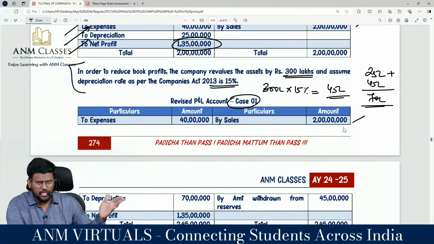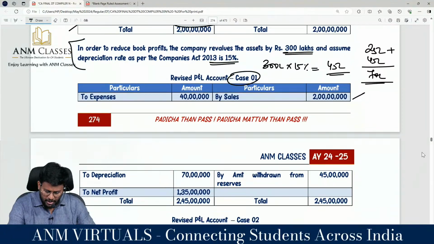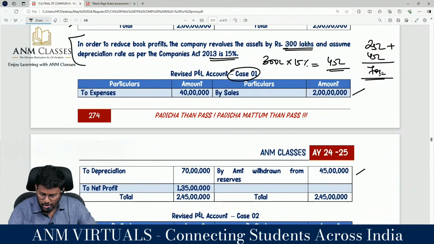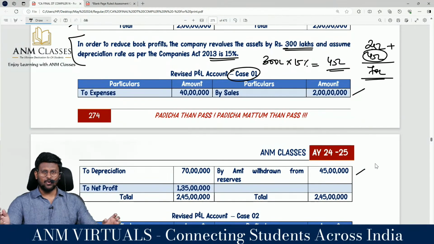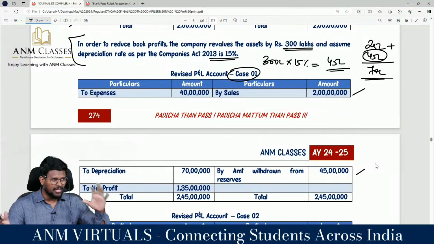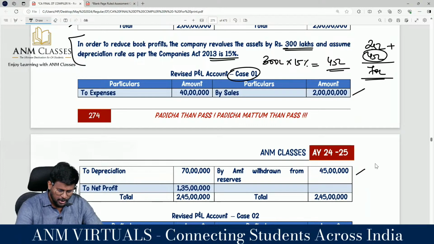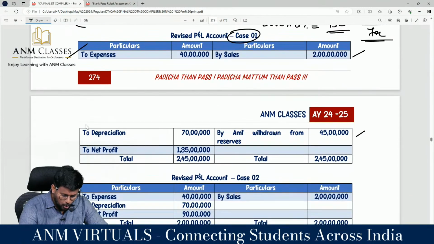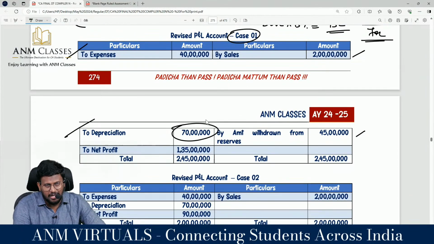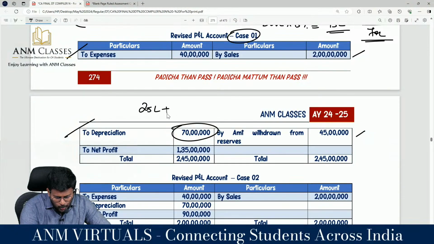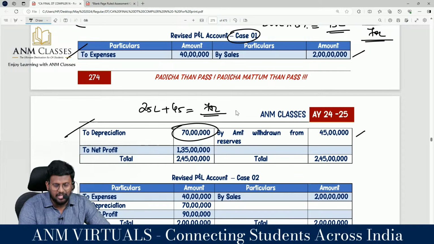Sales is not going to change. Anyway, it is the same. By amount withdrawn from revaluation, 45 lakh. That means to the extent of revaluation, the company has withdrawn from the revaluation reserve and credited to P&L account. To expenses 40 lakh, no change. Depreciation has been increased to 70 lakhs because earlier it was 25 lakh plus addition of 45 lakh. That's how it becomes 70 lakhs.